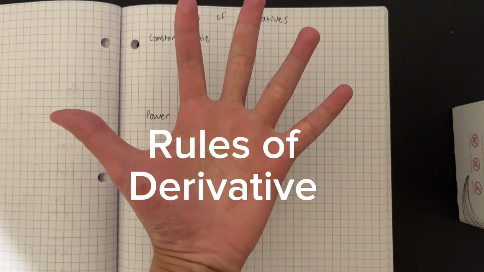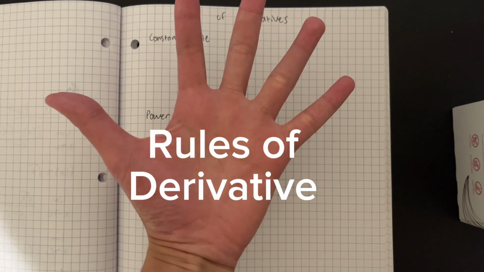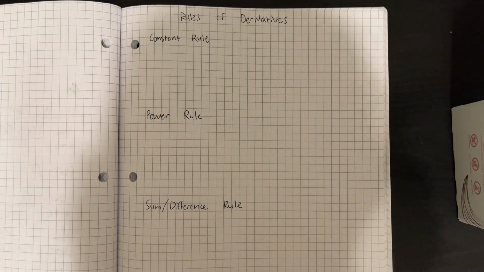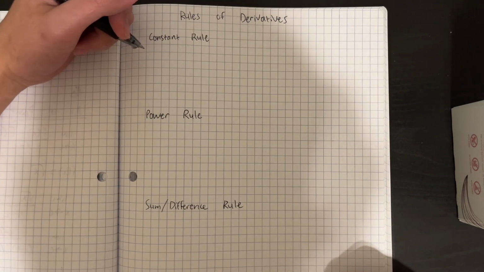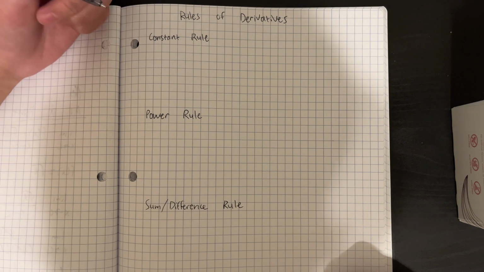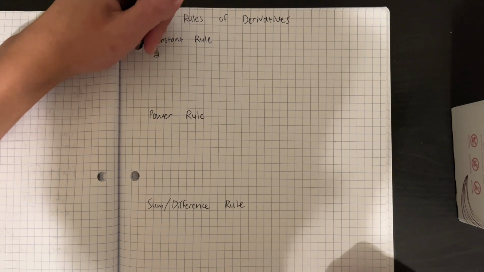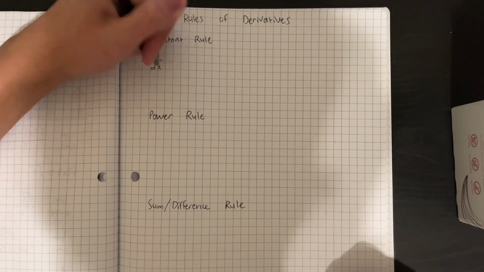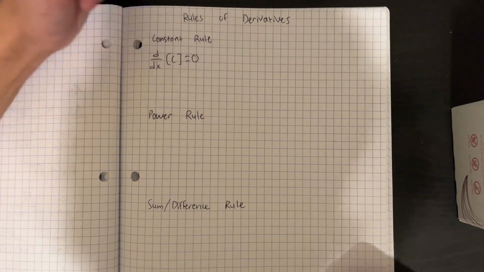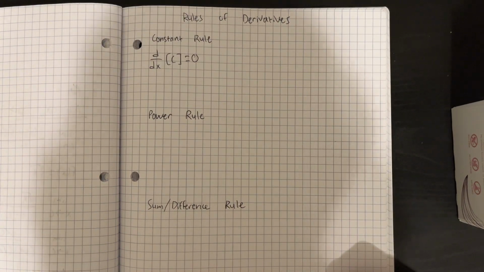Today we're going to be talking about rules of derivatives. First, let's look at the constant rule. The constant rule states that the derivative of a constant function is 0 if c is a real number. d over dx of c will equal 0. Let's look at some examples.